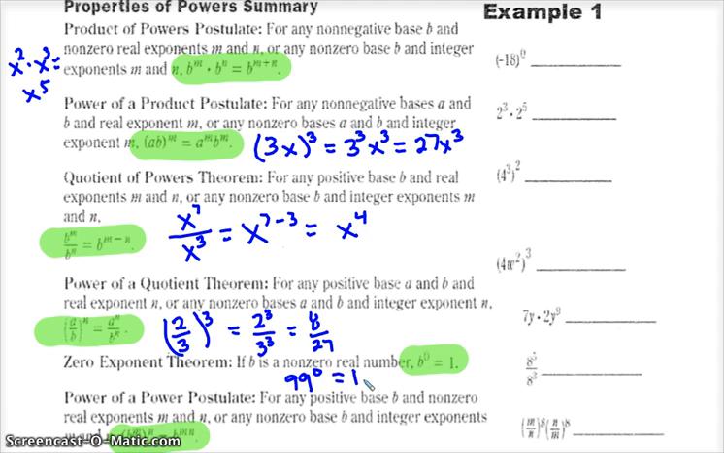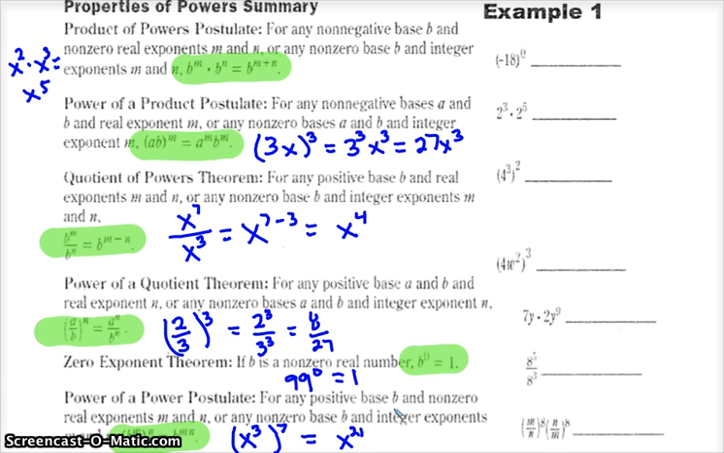The last one is called the power of a power postulate. This happens if I raise one power to another power. I will multiply the exponents. So, for example, x to the third raised to the seventh power would equal x to the 21st because I multiplied 3 and 7. Alright, let's look at a few examples.